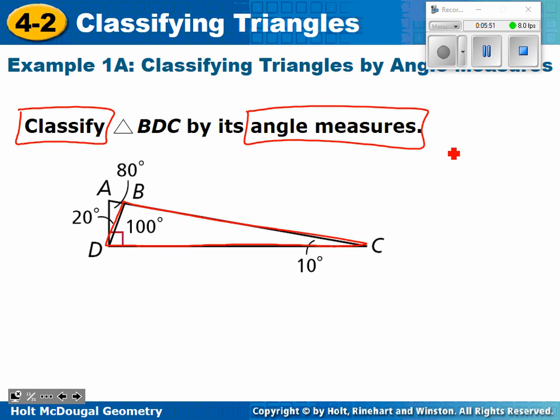It's obtuse. The 100 degrees is referring to this angle right here, angle B. And so if we have an angle that's greater than 90, that means we have one obtuse angle, and the definition then says that it is an obtuse triangle.